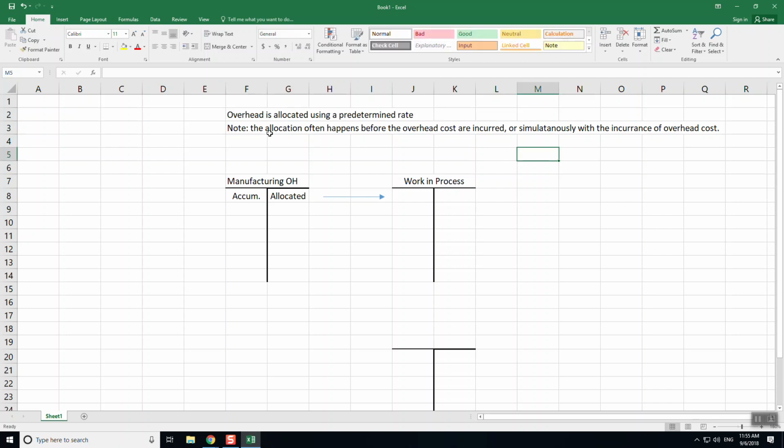I would say the former more so than the latter in this case. You're probably going to be moving overhead either before it's accumulated, or as it's accumulated, but not in complete type of thing. So it's a separate thing, the allocation and the accumulation. Let's pop back to our problem.